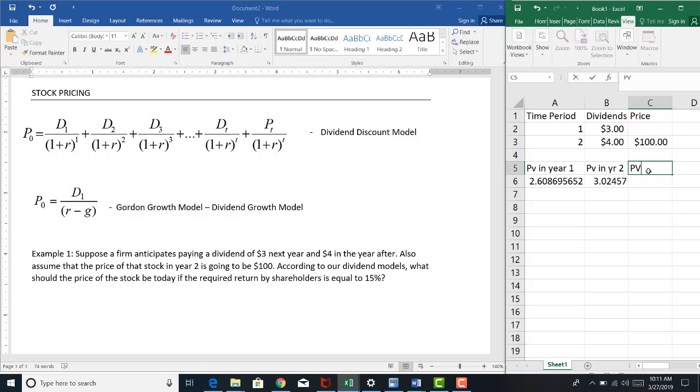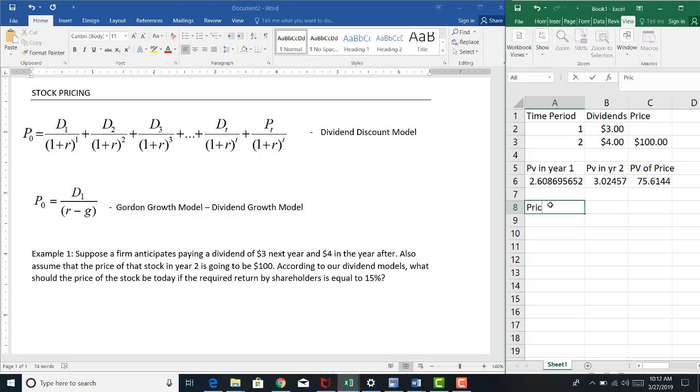So I also need to figure out the present value of the price of the stock in year 2. So I'm going to say equals the price of the stock in year 2 divided by 1 plus R, and note that I'm going to raise this to the power of 2. This is the price of the stock in year 2, so I'm going to discount that price back 2 years. And the $100 stock in 2 years is going to be priced at $75.61 in present value terms.